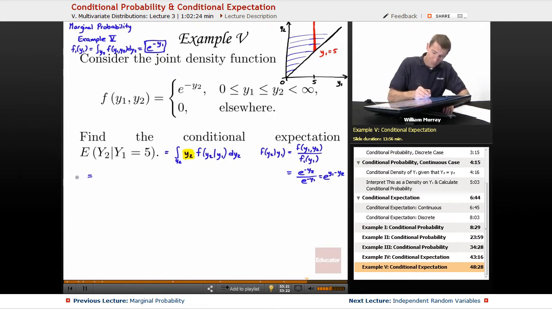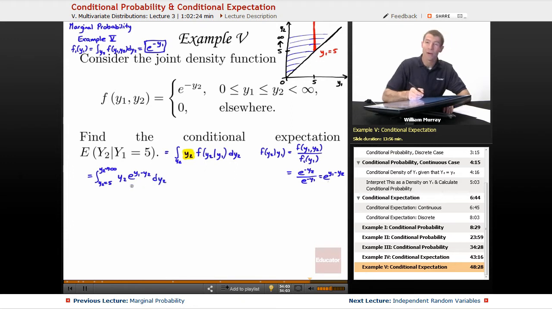Now, what's my range on y2? Well, if you look at the range on y2, it's all the range of this red line. So that red line starts at y2 is equal to 5, and it goes on up to infinity. So my range on y2 is going to be y2 equals 5 to, well, I'll take the limit as it goes to infinity. And now I'm integrating y2 times e to the y1 minus y2 dy2.